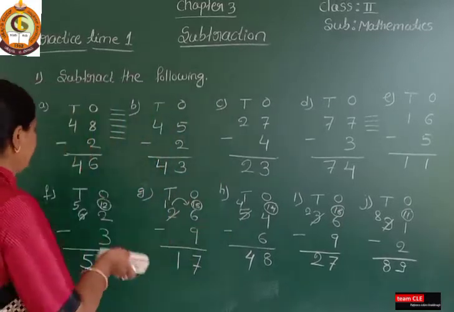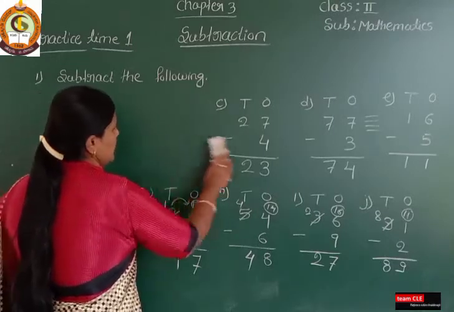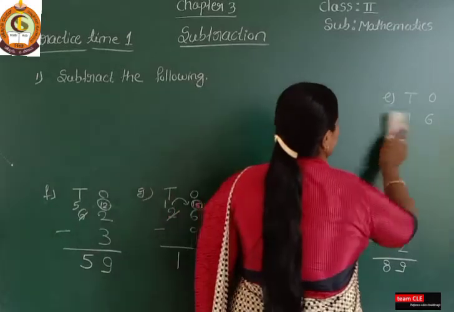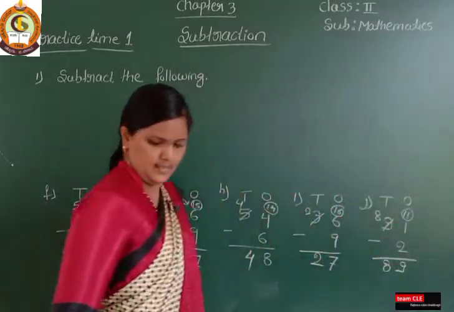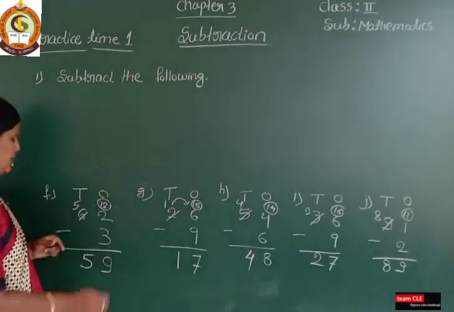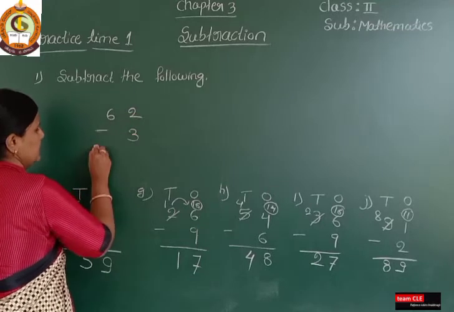Okay. I will just explain another method. Whichever one you feel is easier, you have to follow that method. Okay. This is one of the methods. Another one is, I will solve just this one example. See here, 62 minus 3.